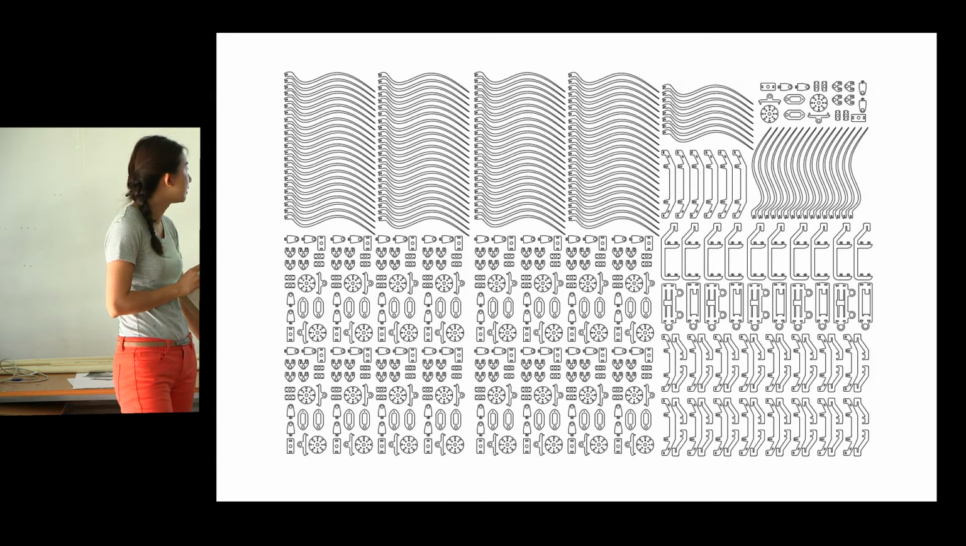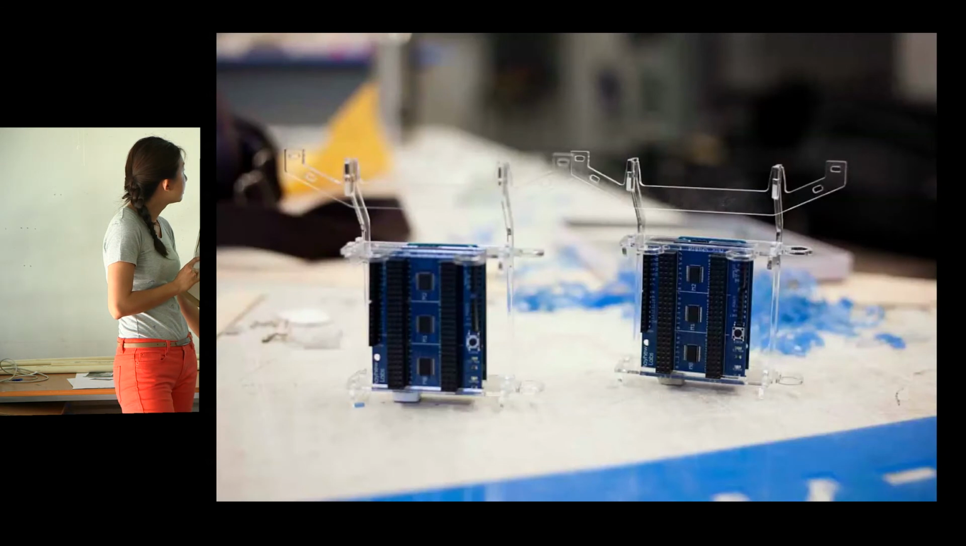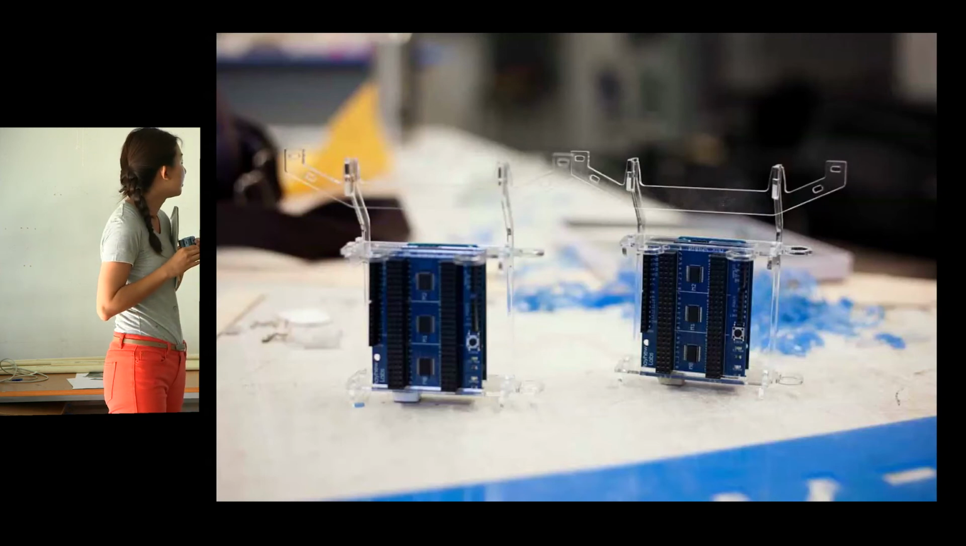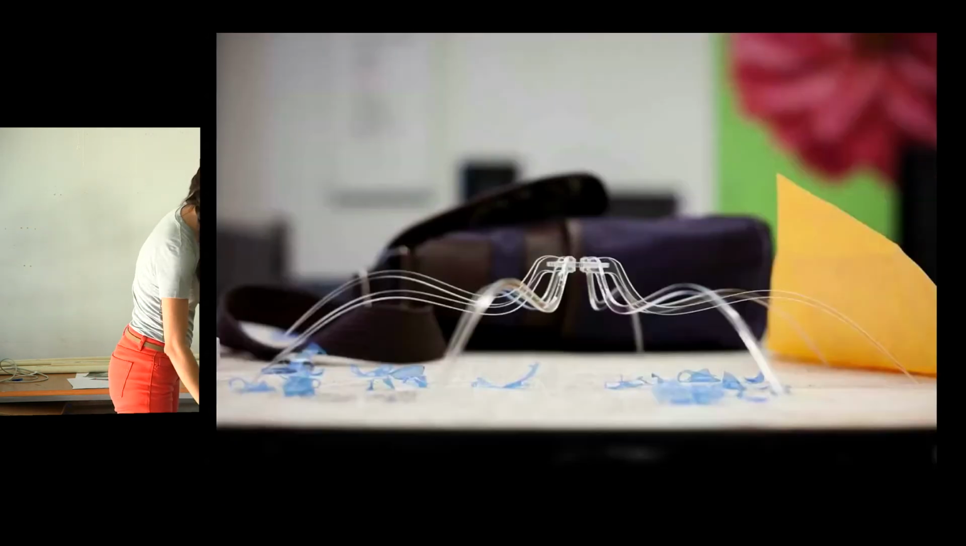But this is a really big file of the different components that we had to cut. Here's a motor. The Arduino shields also have their own housing. They've been falling apart, but you can see it here actually.